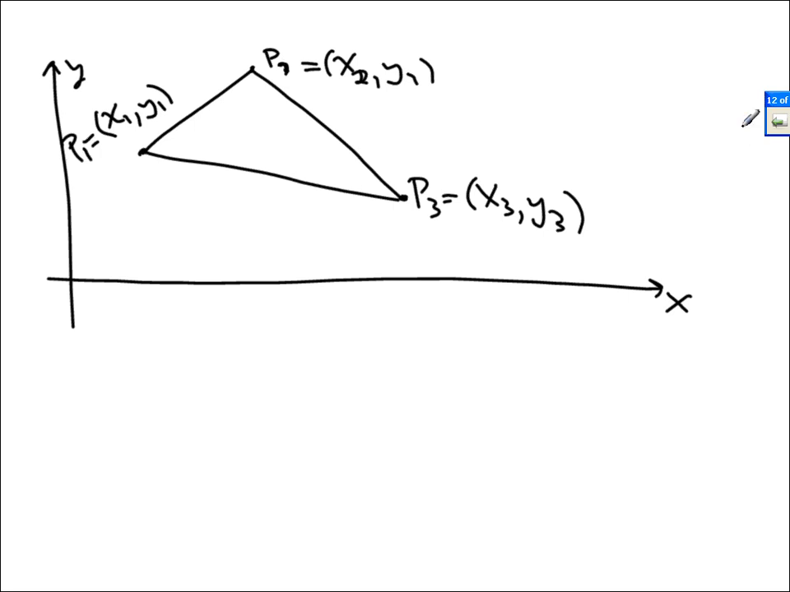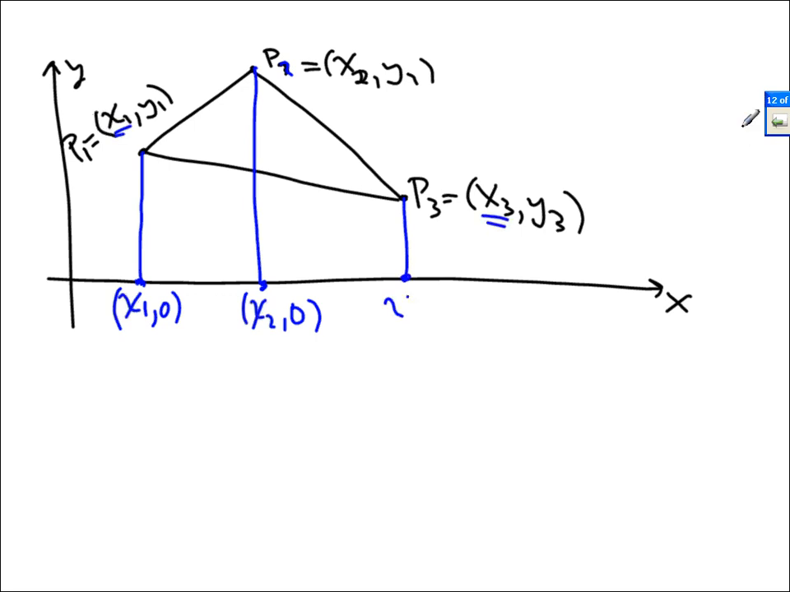I'm going to do the following. If I bring this straight down, that x value here must be x1, and the y value is 0. If I bring this point straight down, the x value is x2, and the y value is 0. If I bring this point straight down, the x value is x3, and the y value is 0. Okay. Now, again, I want that area.